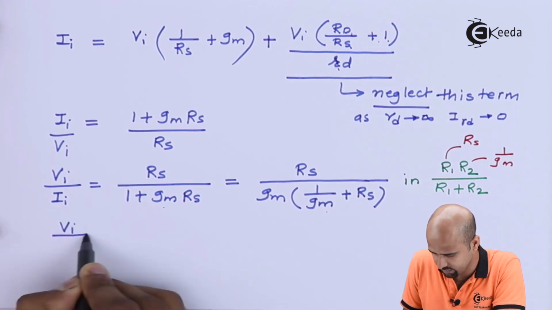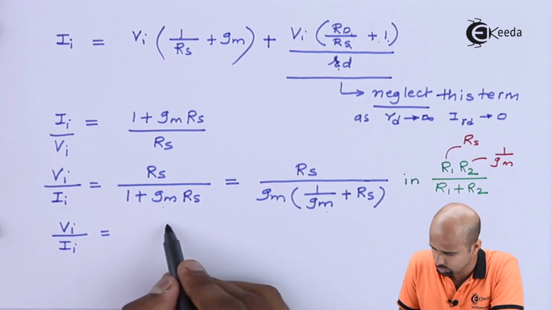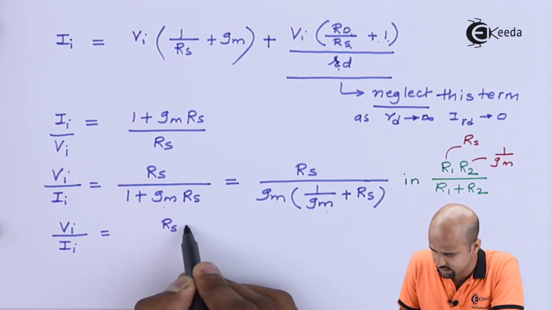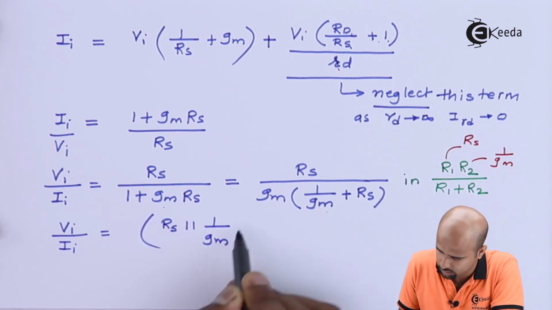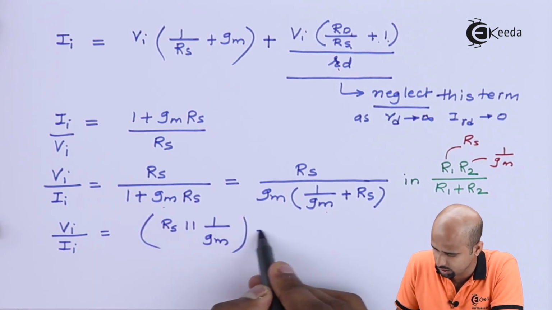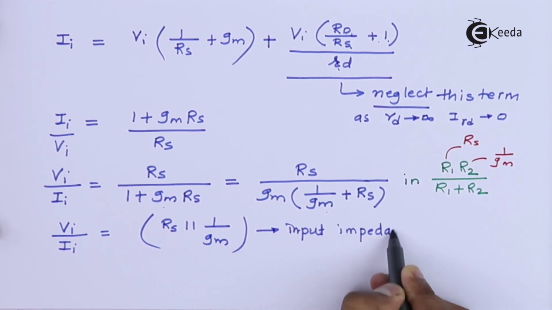So now we will be getting Vi upon Ii is equal to Rs in parallel with 1 upon gm. This is your input impedance. Very simple.